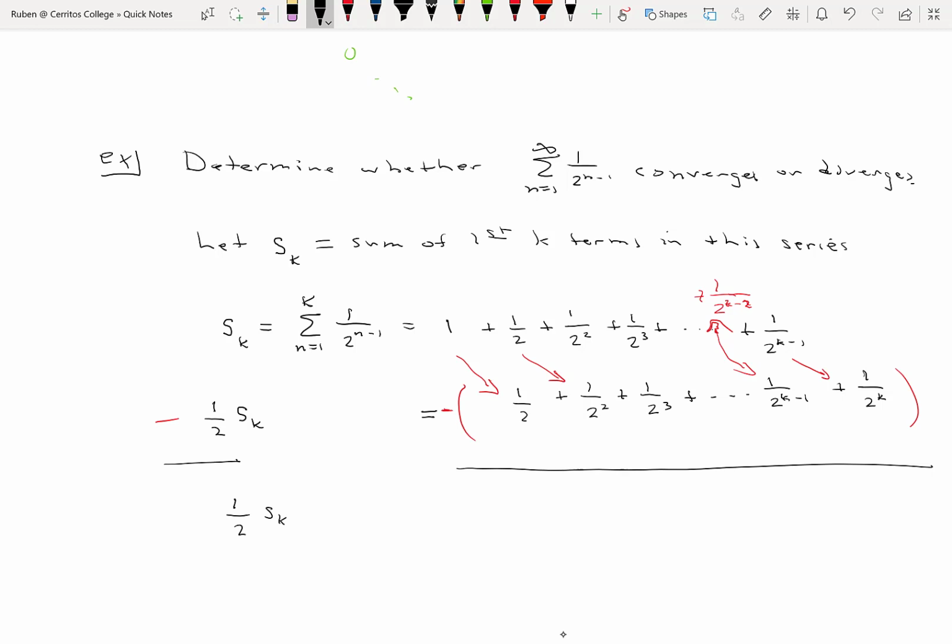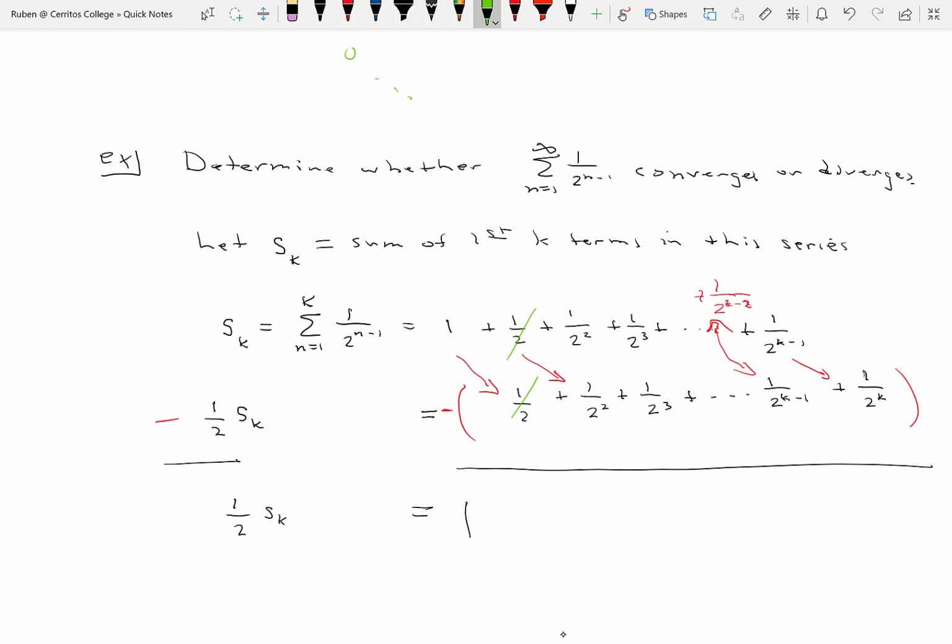Okay, that's on the left side. Remember, s sub k is the sum of the first k terms. Now look what happens if I start subtracting on the right-hand side. If I subtract starting with 1, I have 1. And notice I have 1/2 minus 1/2, that's 0.